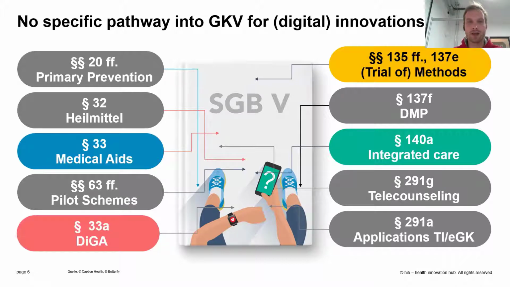And in the middle, you see this book, SGB 5. It's the Social Code Book number 5, which regulates the whole statutory health insurance. And what I want to focus on today is the medical aids pathway, the trial of methods, so methods that are used by doctors, by clinicians, integrated care, and last but not least, of course, the DiGA fast track that Raoul already mentioned is omnipresent at the moment.